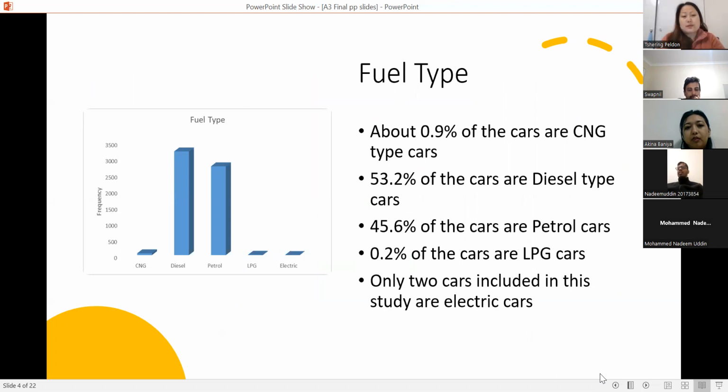As you can see in this graph, 0.9% of the cars are CNG type cars, 53.2% of the cars are diesel type cars, 45.6% of the cars are petrol cars, and 0.2% of the cars are LPG cars. Only 2% of the cars included in this study are electric cars.